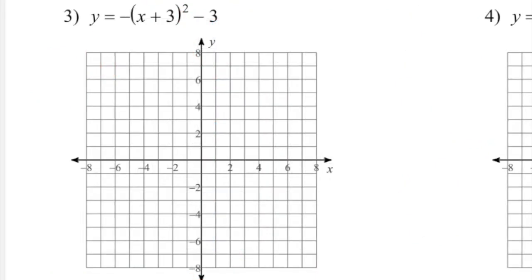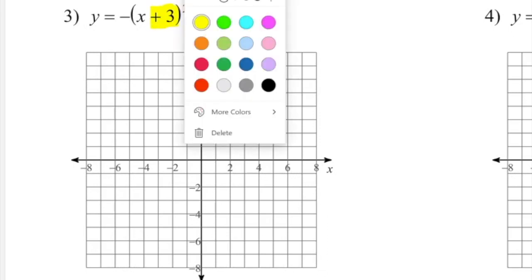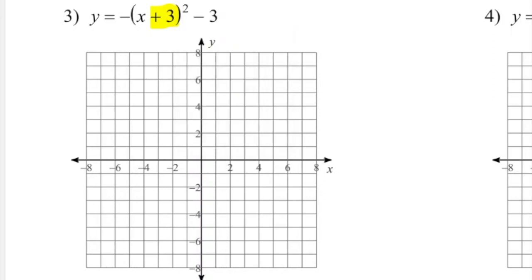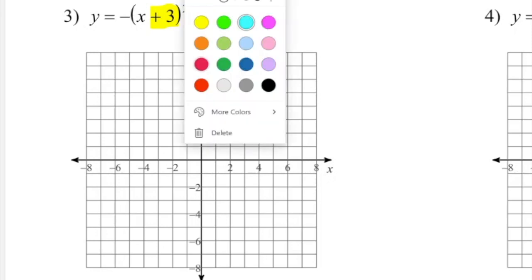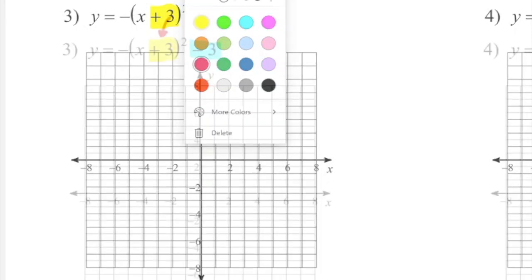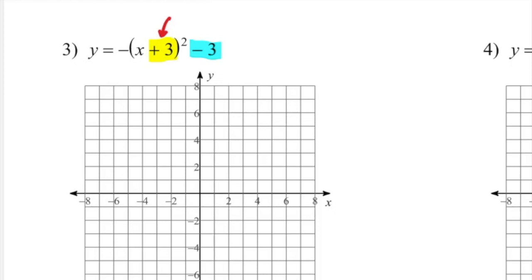Let's look at number 3. This is a different form of the parabola. This is what we call vertex form. I should be able to read the vertex right off the equation. There's two places my eye goes. One place it goes is right here to the plus 3. And a second place my eye goes is to this minus 3 right here. Now the number that's in there with the x, I'm actually going to use the opposite of that. So even though it says x plus 3, my vertex is going to be at negative 3.